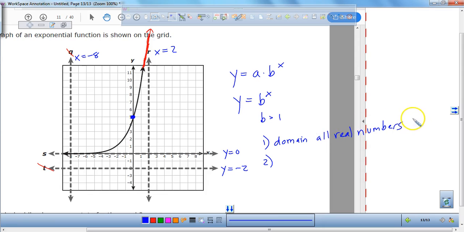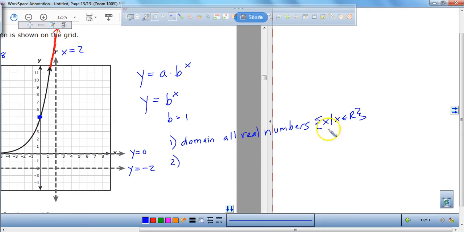Which means, I'm just going to put the set of all x values such that x is an element of the real number system. Okay? But your test will just say all real numbers, which basically means this. In interval notation, it goes from -infinity to positive infinity. You can plug in any number into this exponential function and it works. Okay? But the range, there's a limit.